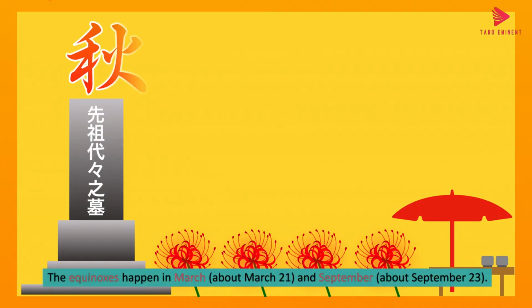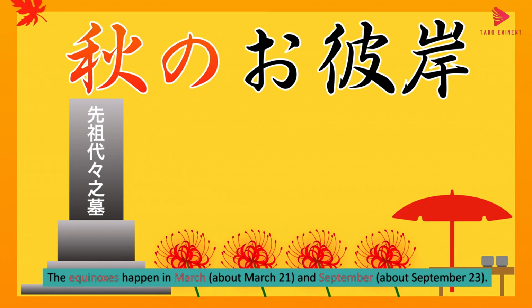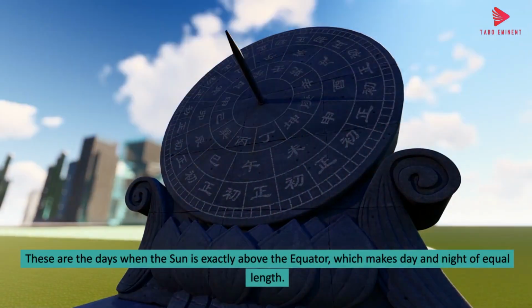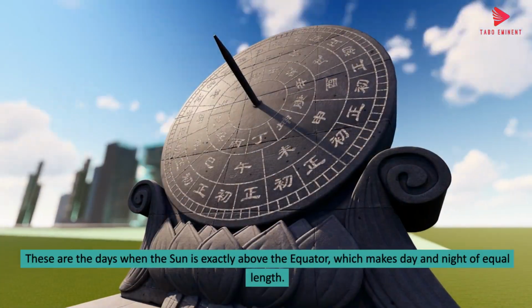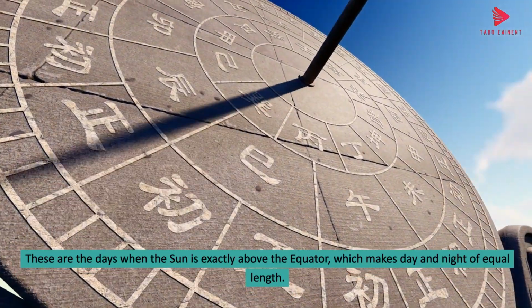The equinoxes happen in March, about March 21st, and September, about September 23rd. These are the days when the Sun is exactly above the equator, which makes day and night of equal length.